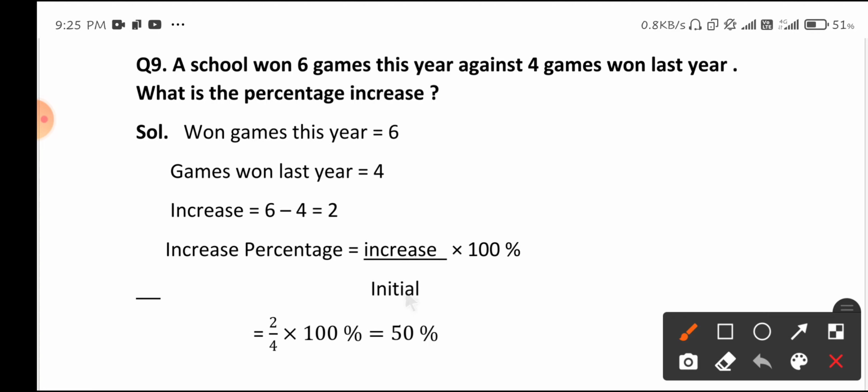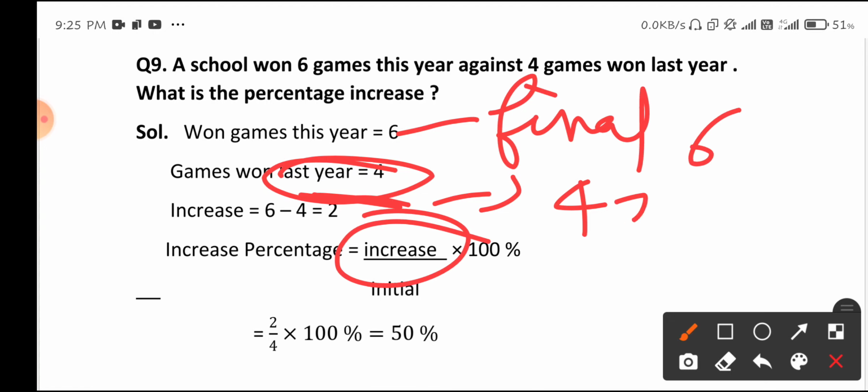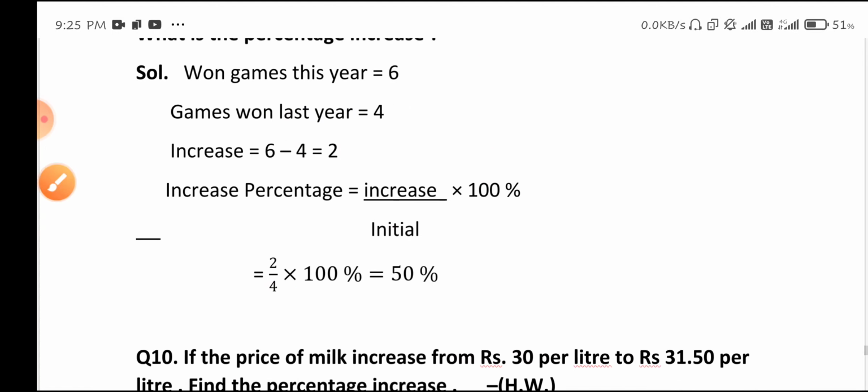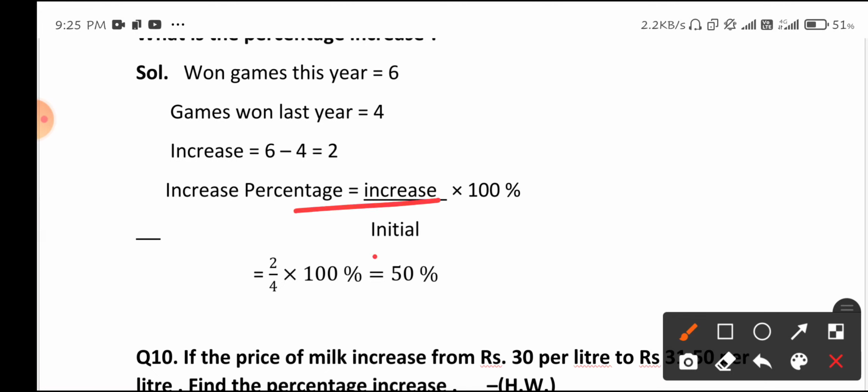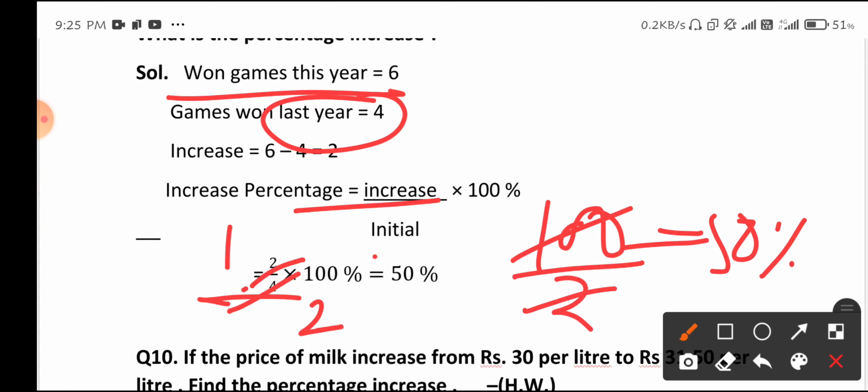Initial मतलब जो फर्स्ट टाइम पे कितने गेम वॉन किए थे उसने, that initial game was, here it is 4, मतलब लास्ट ईयर कितने थे 4 थे, और फाइनल, फाइनल मतलब अब कितने हो गए पूरे 6, and how much increase हो गए टोटल 2, so 2 upon 4 into 100, or we can say that original means increase upon original means that last year one, so 2 upon 4, so 2 ones are 2, 2 twos are 4, so 100 by 2, and it can be written as 50 percentage.